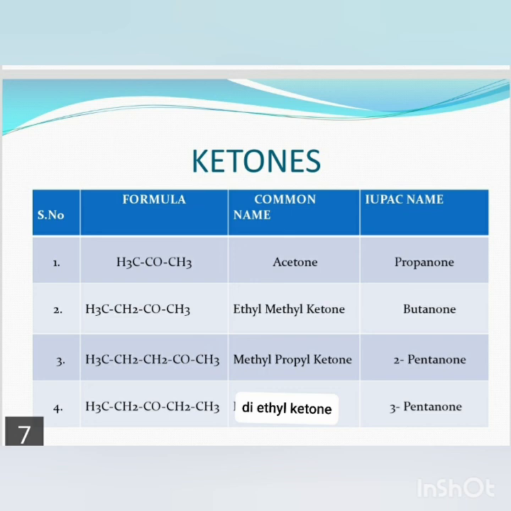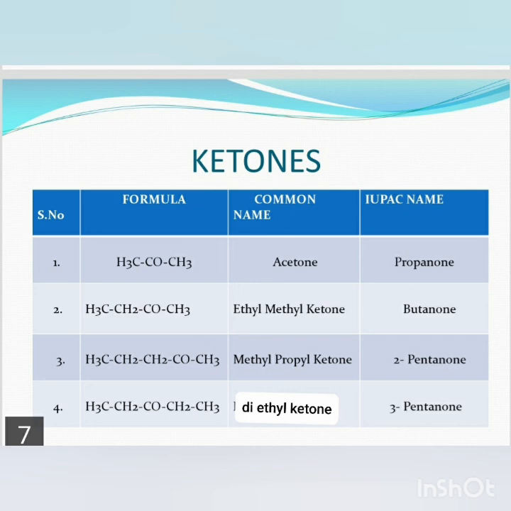And finally, CH3 CH2 C double bond O CH2 CH3. The fourth compound is CH3 CH2 C double bond O CH2 CH3. So which type of ketone is it? Yes, you are right. It is a symmetrical ketone. Why? Because for this, the C double bond O has two ethyl groups. So that's why it is diethyl ketone. It is diethyl ketone, right?